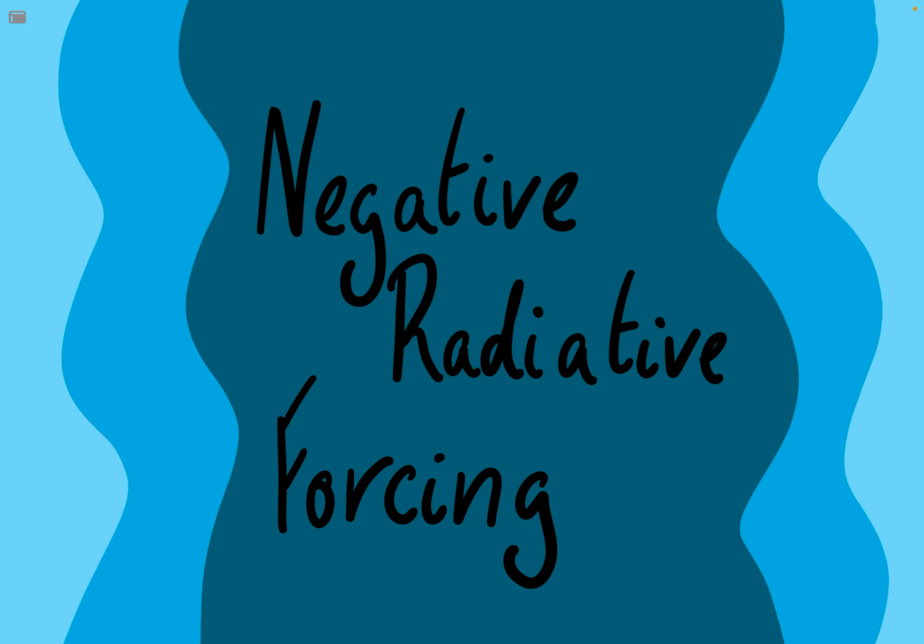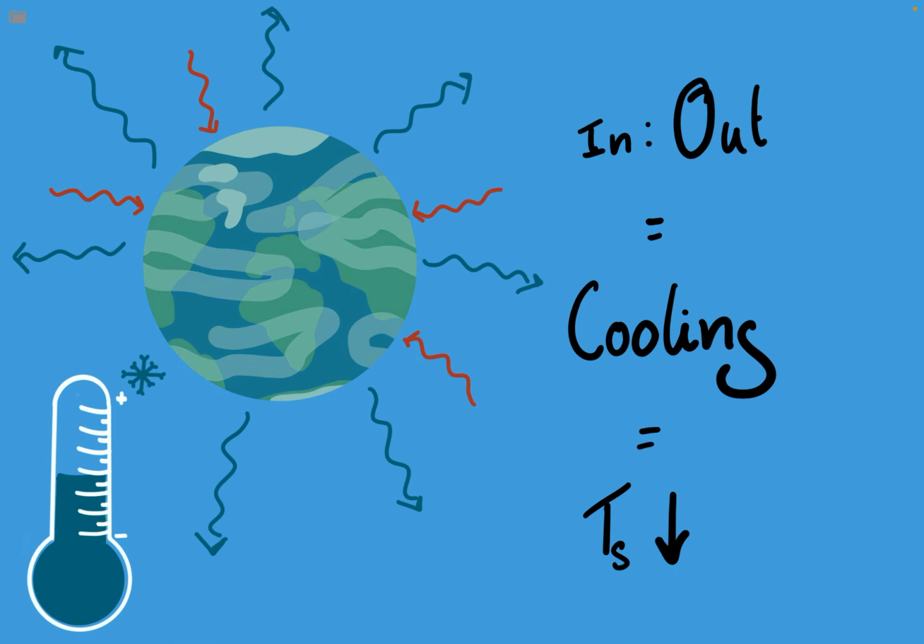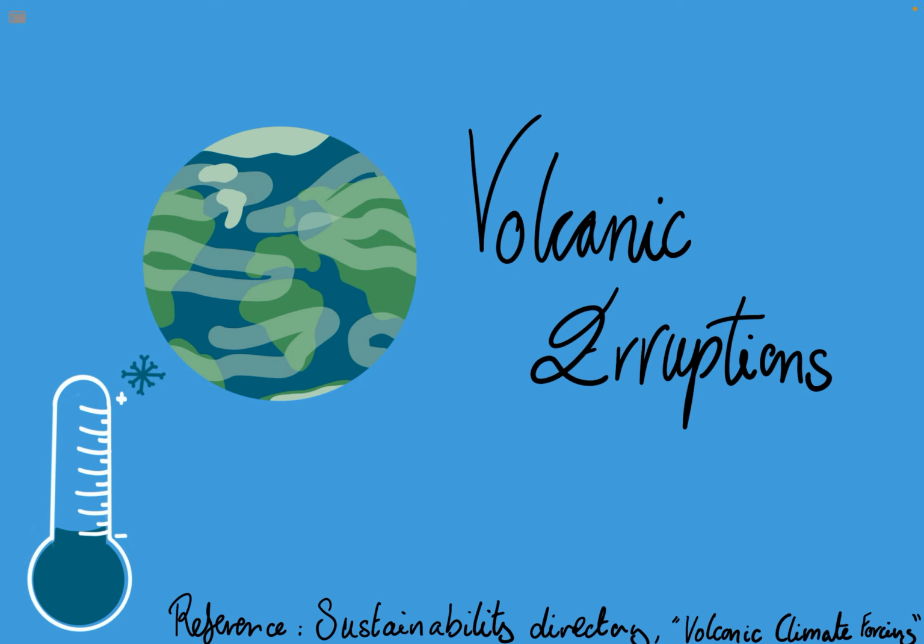Negative radiative forcing. Negative radiative forcing is where the Earth is emitting more energy than it receives. This causes a cooling effect for the Earth's surface. An example of this, volcanic eruptions.